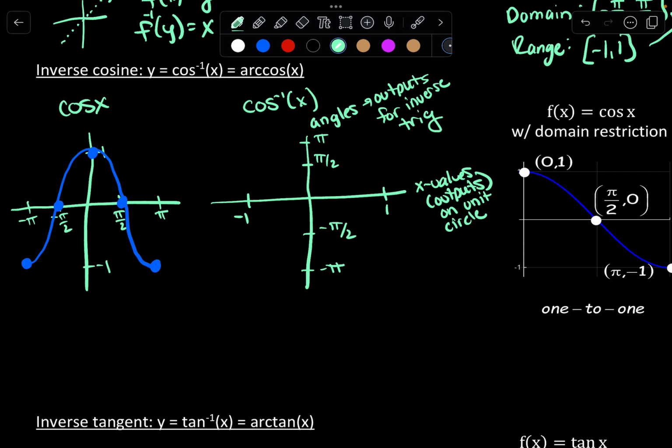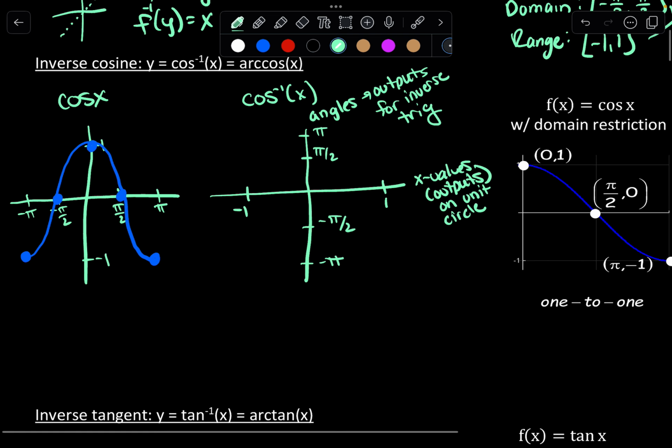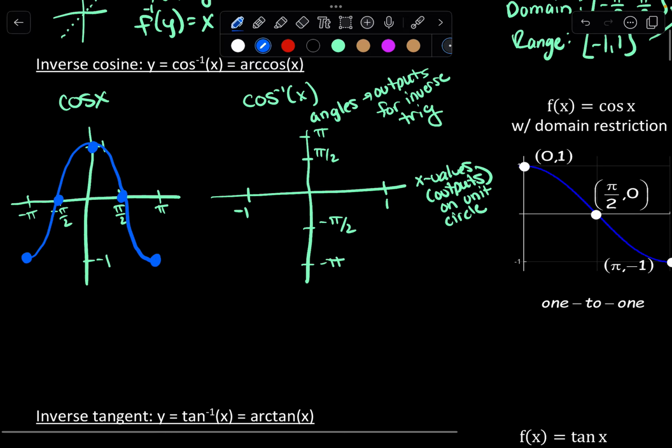So I need to keep repeating that the output or the result of evaluating an inverse trig expression is an angle, okay? All right, so if we sketch this, we can switch our x and y coordinates. This is negative pi, negative 1. Therefore, on inverse cosine, it will be -1, -pi. So we'll be down here.